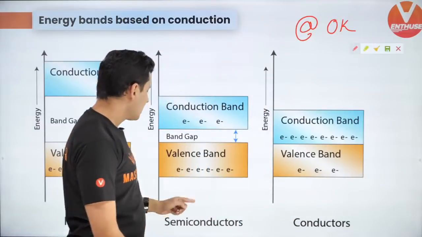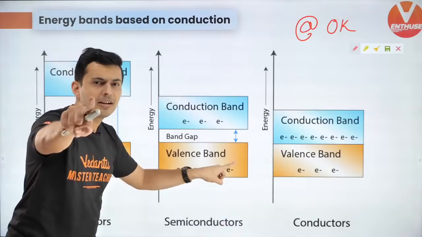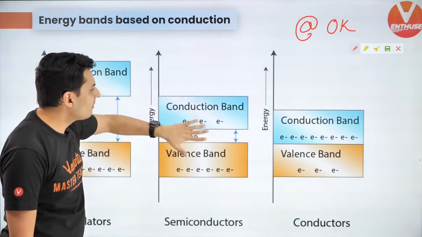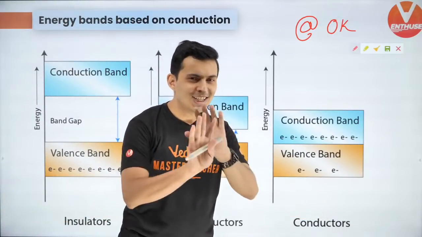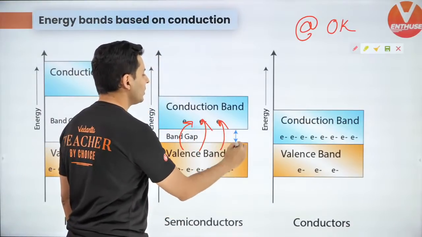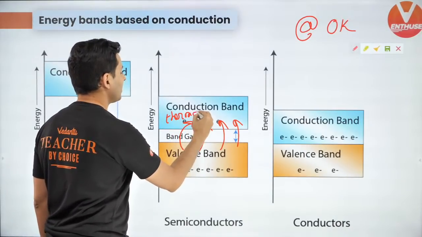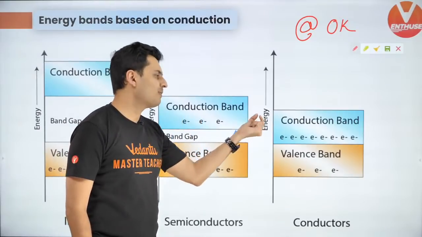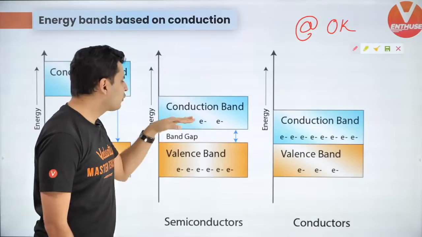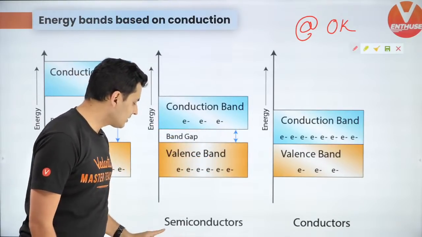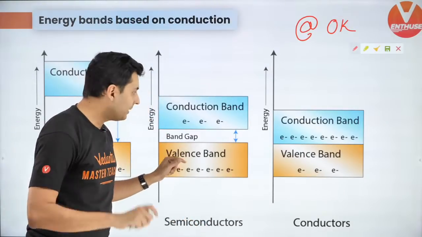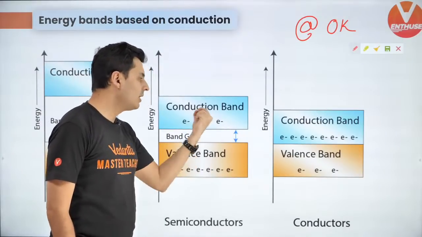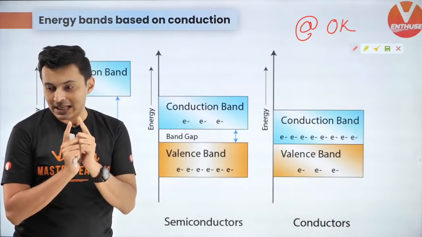Next, imagine if the gap is small, such that at room temperature most of the electrons from the valence band can easily jump into the conduction band just because of thermal energy. Then even if you apply a normal potential difference, the electrons in this conduction band will start conducting. There are not too many electrons, but the few electrons which jump can easily conduct electricity. That's why it's called a semiconductor. A semiconductor is when the band gap is very small, and using thermal energy the electrons can jump from the valence band to the conduction band. Now, EG is the band gap.